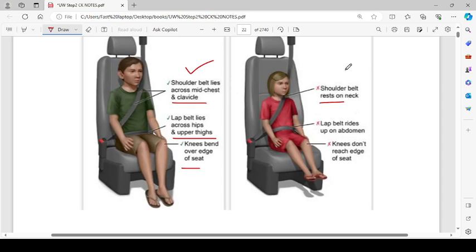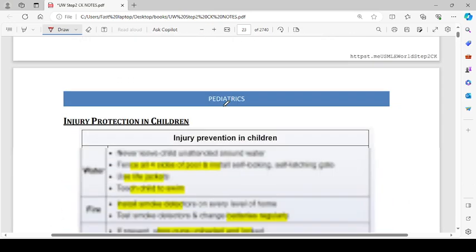It must not happen because if any accident occurs, it can cause pancreatic injury or blunt abdominal trauma. And if the knees don't reach the edge of the seat, that is also a wrong thing. So any child who is less than 13 years of age or does not meet these criteria should not be allowed to sit on the front seat.